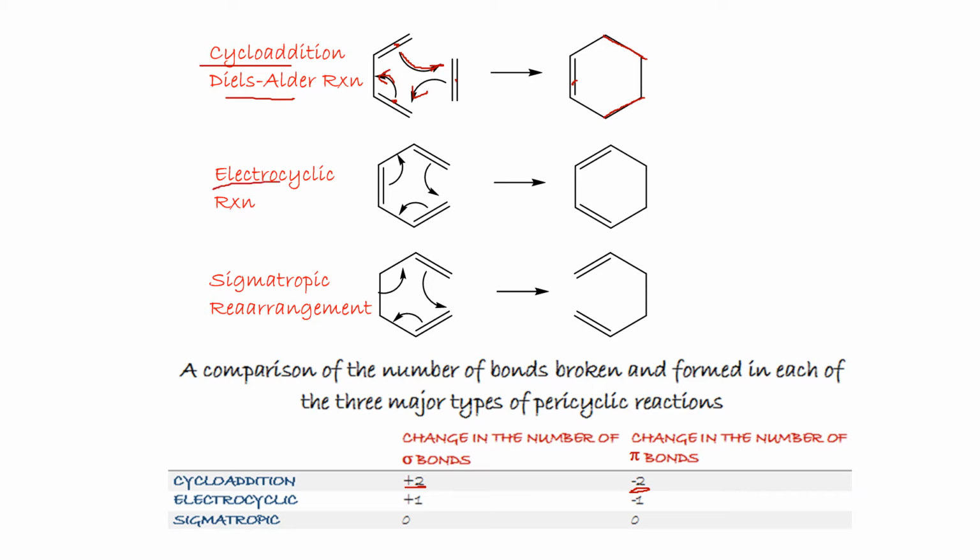In an electrocyclic reaction, again a closed loop, cyclic transition state, to form, we have here 1, 2, 3 pi bonds. So we lose 1 pi bond. So we lost 1 pi bond, and we formed one extra sigma bond in here.